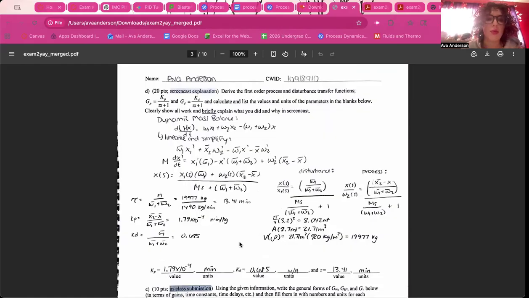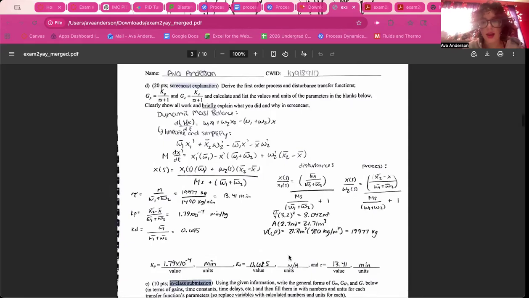Kp ends up being 1.79 times 10 to the negative fourth minutes, and then Kd is 0.685. There are no units there. Tau ends up being 13.41, which you get from here, which is M over W1 bar plus W2 bar. M is the kilograms. You have to solve for that separately, starting with the area and then having volume times density.